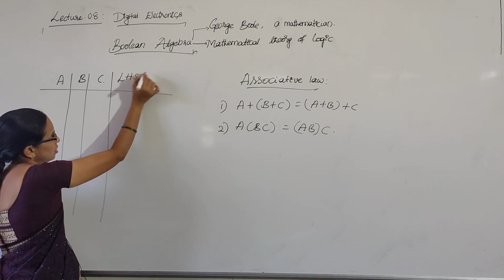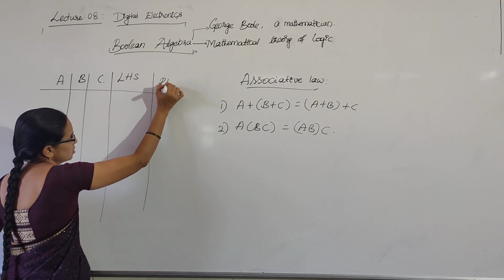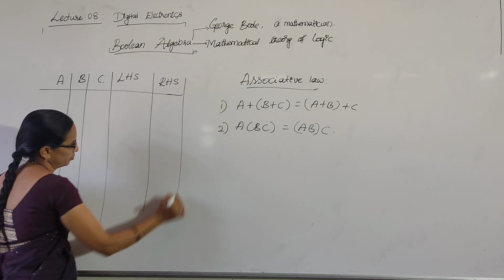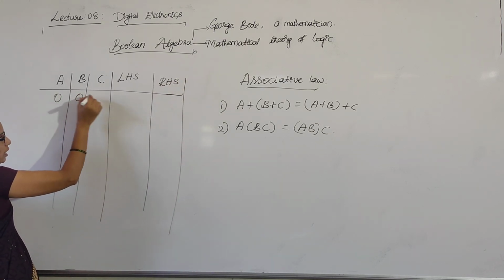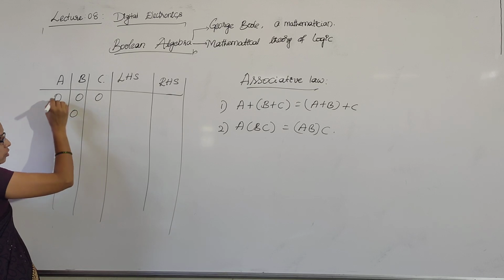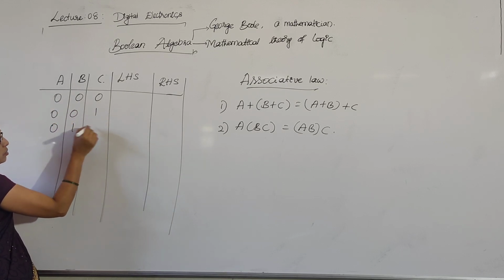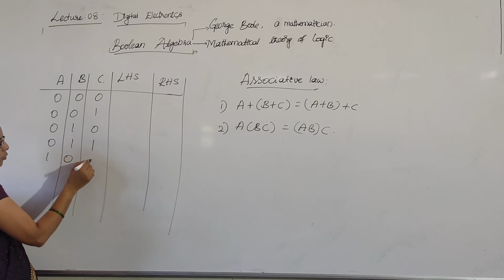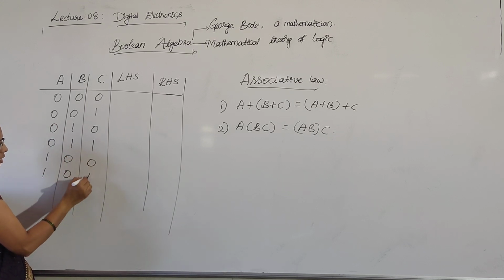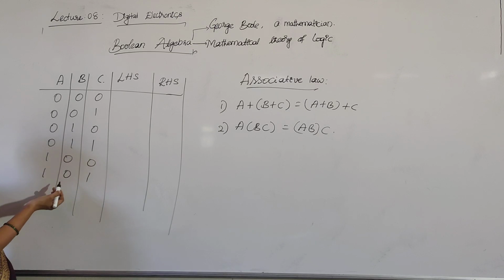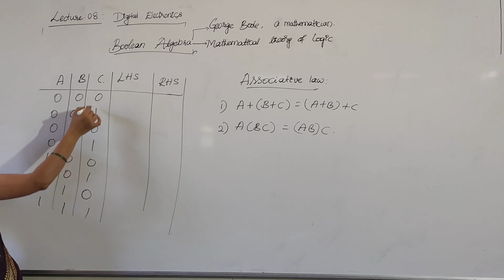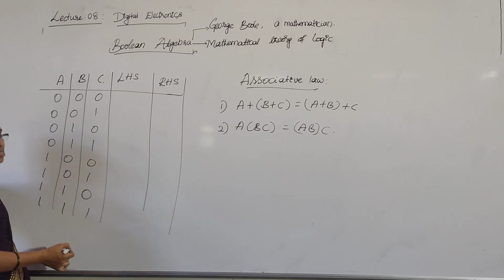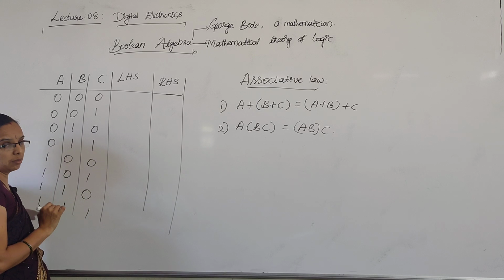LHS, RHS. What are the 8 different combinations? All will be 0, only C will be 1, only B will be 1, B and C will be 1, only A will be 1, A and C will be 1, A and B will be 1, C will be 0, and all are 1. These are the 8 different combinations you will get with 3 variables.